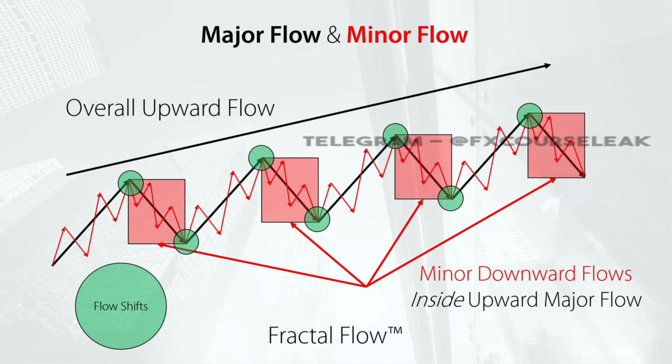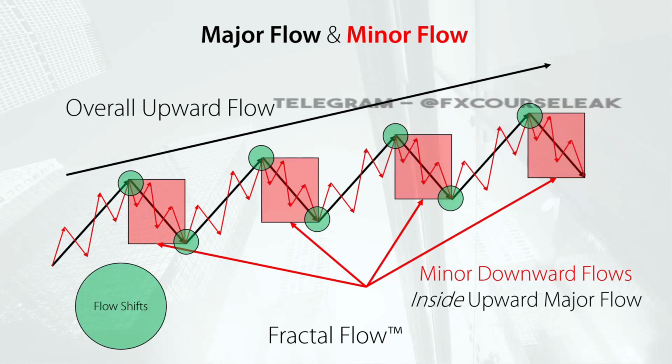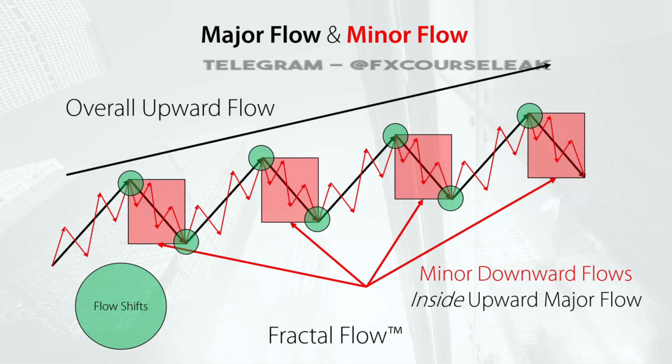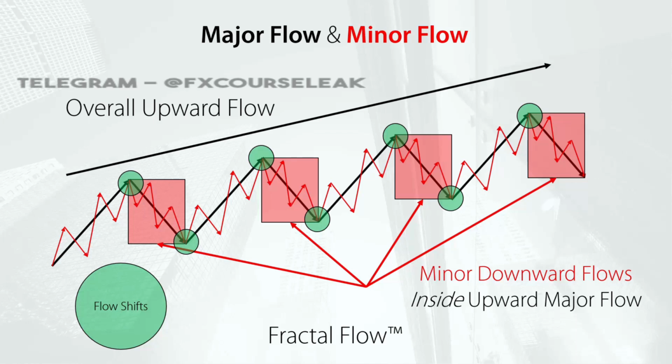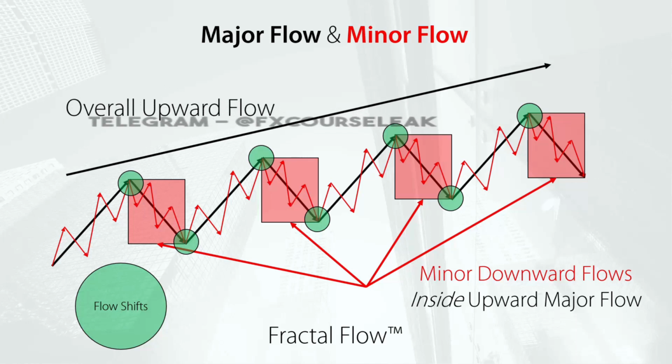This is where the principle of subjective interpretation of market comes into play. Two different traders counting major and minor highs and lows on a chart might arrive at different conclusions about which highs and lows belong to the major flow and which highs and lows belong to the minor flow.